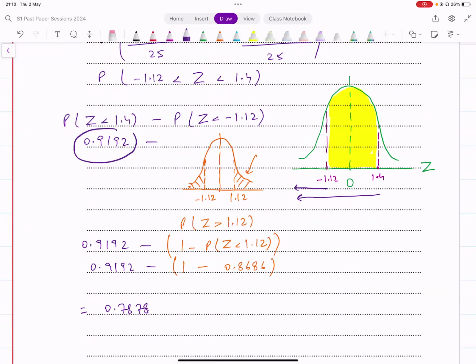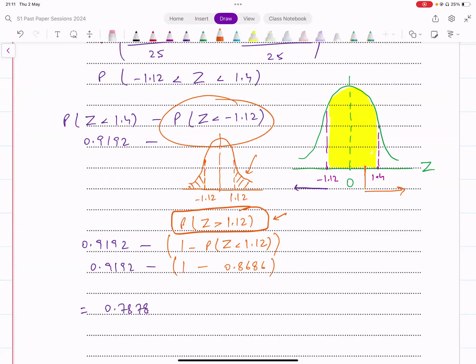Okay, so this is what we found. The total region to the left of 1.4, that was 0.9192. And in fact, we also found this eventually. Let's use that instead. Probability of z greater than 1.12. That will be this region. Is that going to help?